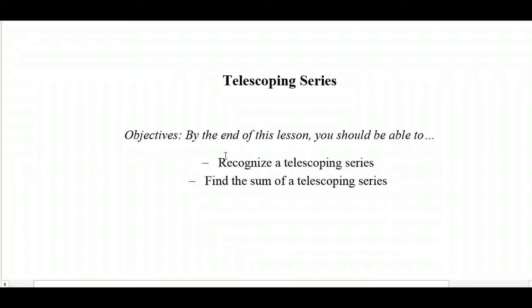Telescoping series. Objectives. By the end of this lesson, you should be able to recognize a telescoping series and find the sum of a telescoping series. The best way to tell you what a telescoping series is, is to show you what it does. So let's try to determine if the series, the sum from n equals 1 to infinity of 1 over n minus 1 over n plus 1, converges or diverges.